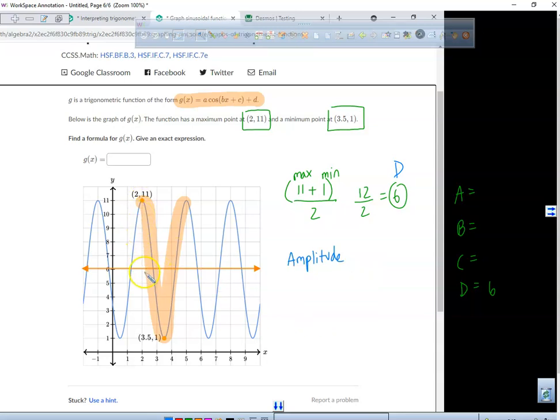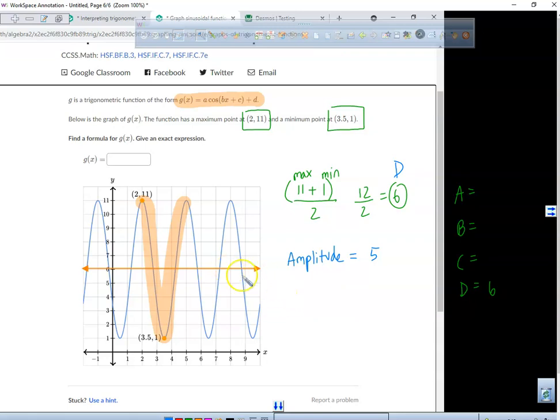Yeah, from the midline up or from the midline down. So you can kind of visualize it. So what would you guys say the amplitude is from the midline up or from the midline down? 5? Well, I agree. So the amplitude is 5. Now, how could you do it mathematically, like if you didn't visualize it?